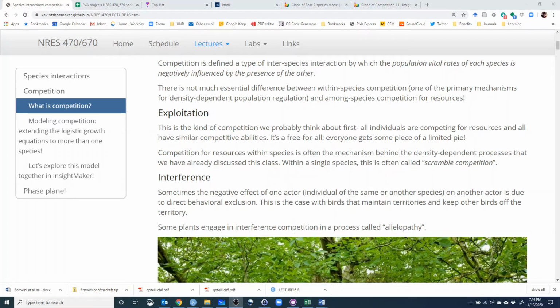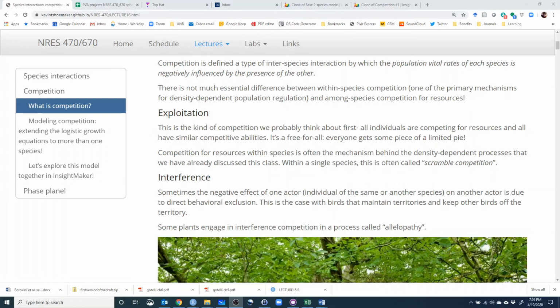The two main mechanisms underlying competition among species or within species are exploitation competition and interference competition. Exploitation is often what we think about first, where all individuals are competing for resources and all have maybe similar competitive abilities. There's a limited pie and it's first come, first serve. This is often called scramble competition, especially when it's referring to intraspecies competition. But really just think about it as competition for resources, exploitation competition.